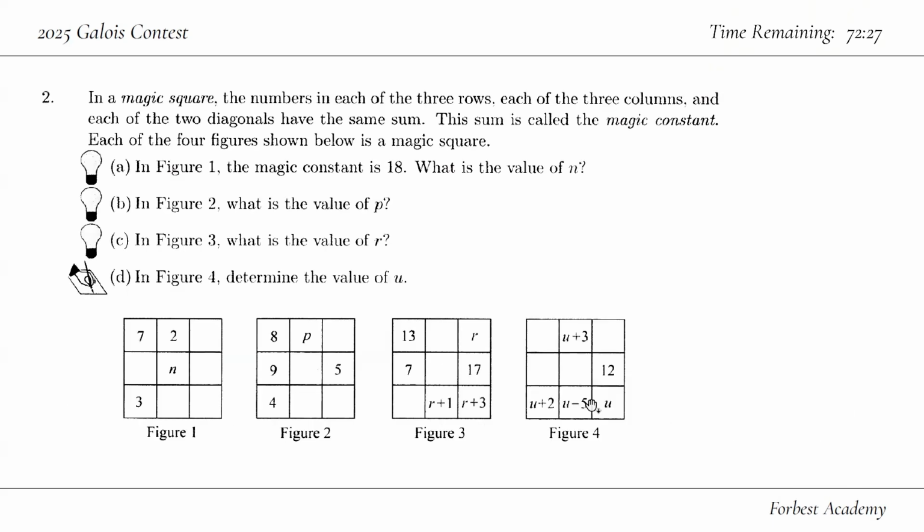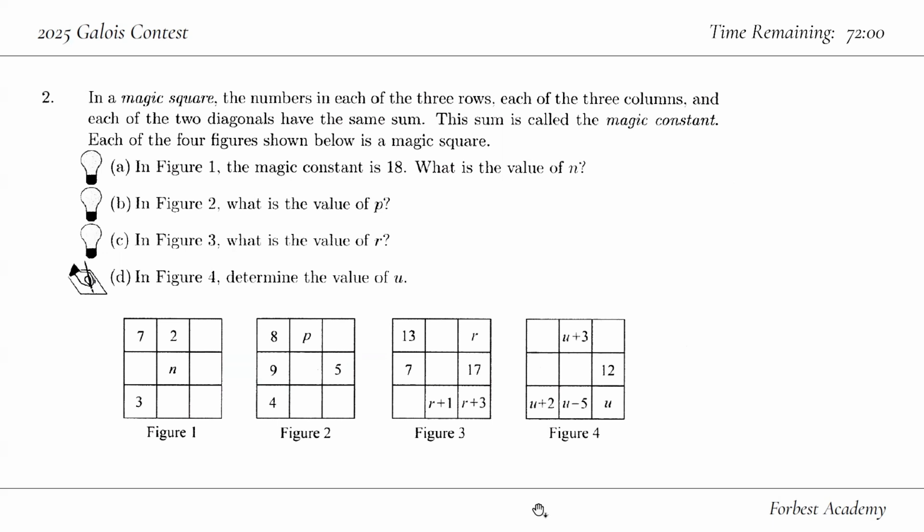Number 2. In a magic square, the numbers in each of the 3 rows, each of the 3 columns, and each of the 2 diagonals have the same sum. This sum is called the magic constant. Each of the 4 figures shown below is a magic square. In figure 1, the magic constant is 18. What is the value of n?